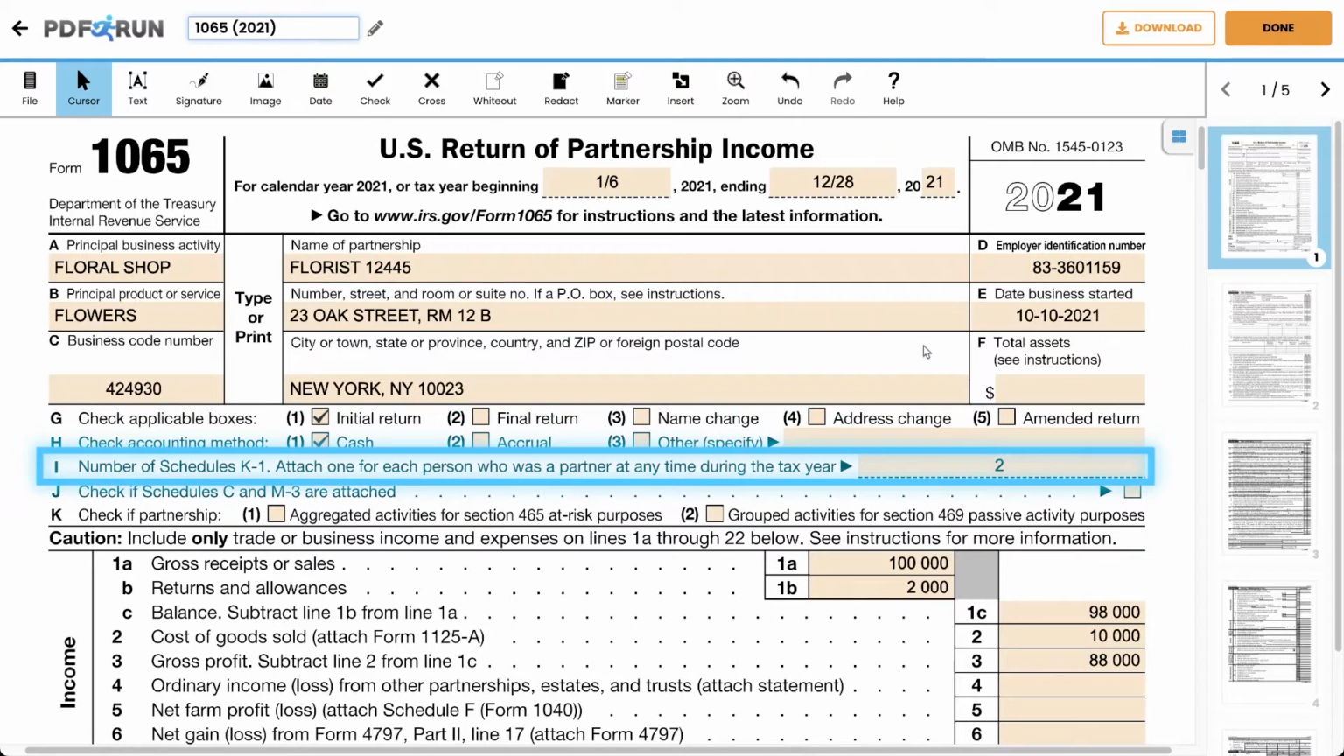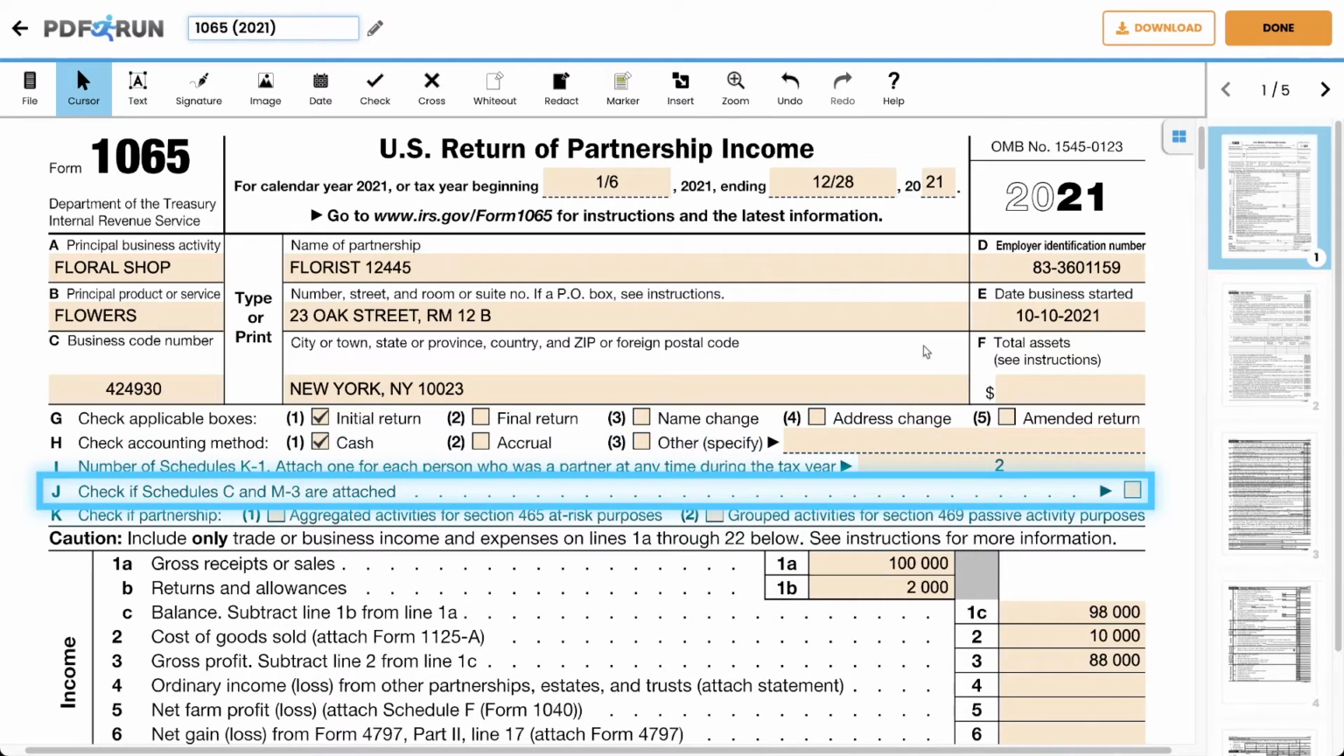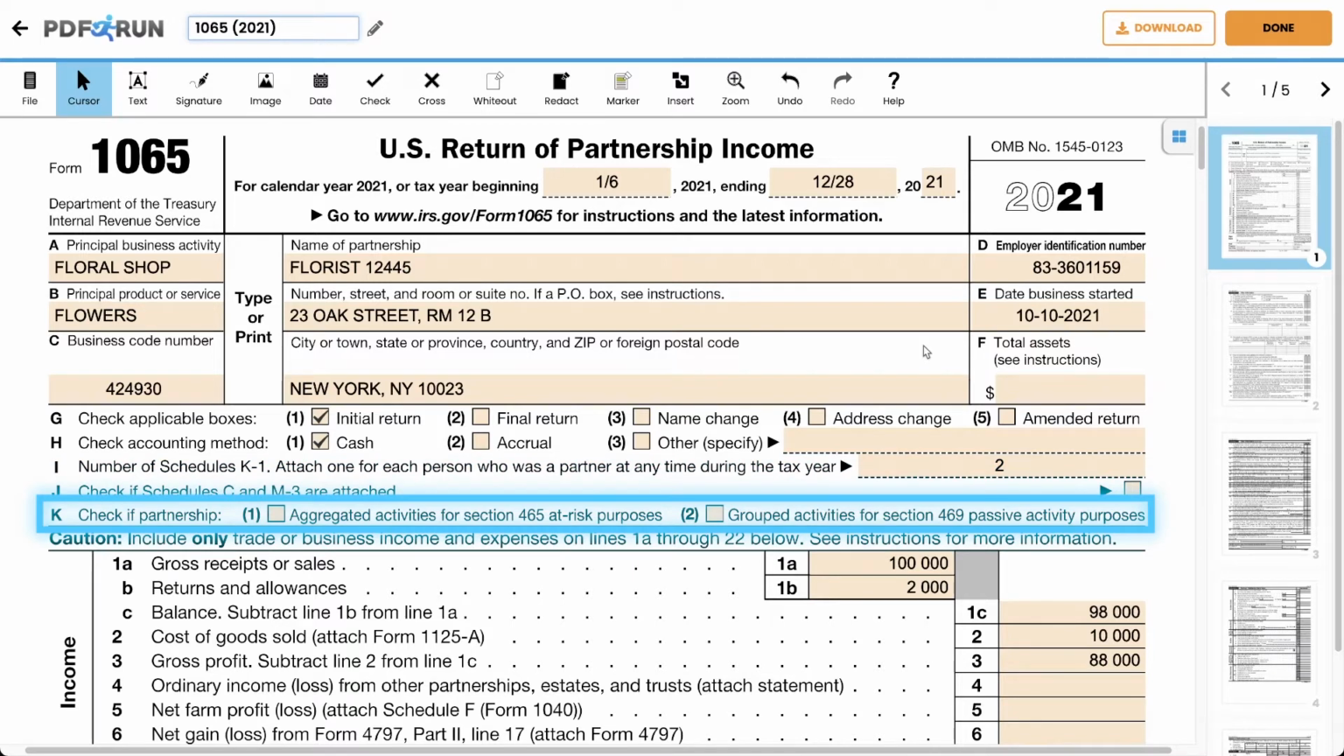Line I. Enter the number of Schedule K-1 forms attached to this form. Attach one for each person who was a partner at any time during the tax year. Line J. Check the box provided if Schedules C and M-3 are attached to this form. Line K. Check box 1 if the partnership aggregated activities for Section 465 at-risk purposes, and box 2 if the partnership grouped activities for Section 469 passive activity purposes.